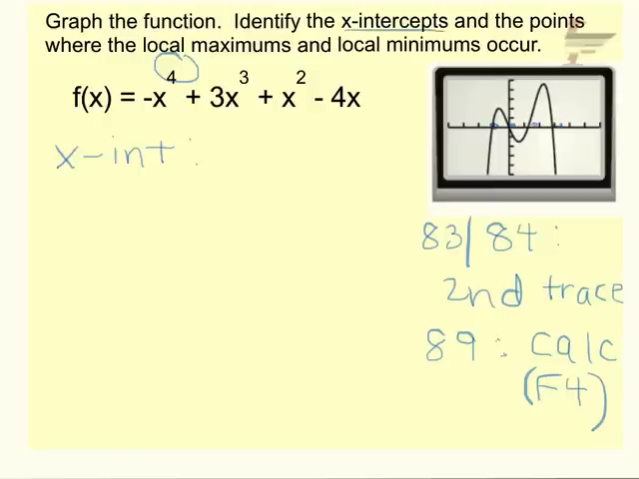Remind yourself that an x-intercept is also called a zero. So you want to choose the zero feature. On 83 to 84s, it's going to say left bound, and 89s is going to say lower bound. And remember, you want to go to the left, and I'm going to start at the far leftmost zero, this one right here. So when it says left bound, you want your cursor to be somewhere down here to the left. Get your cursor somewhere kind of below that x-intercept and press enter.